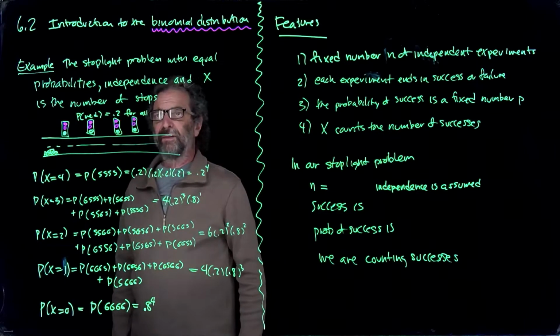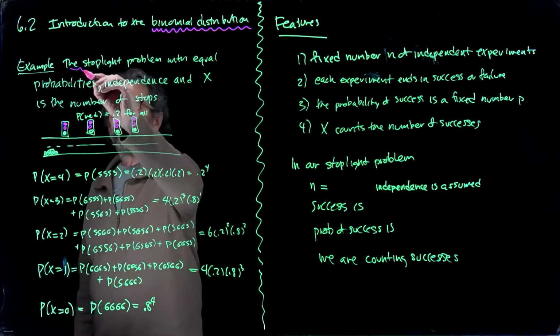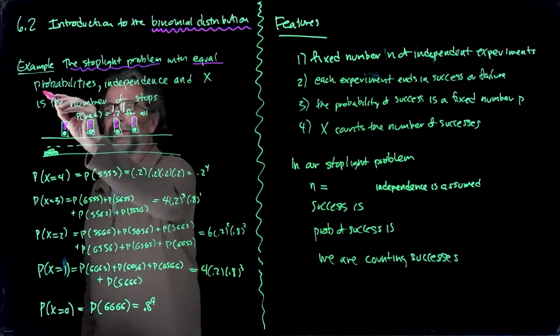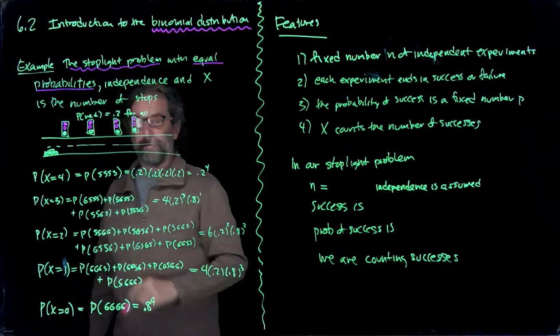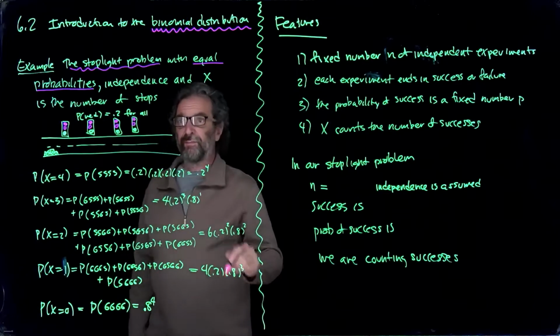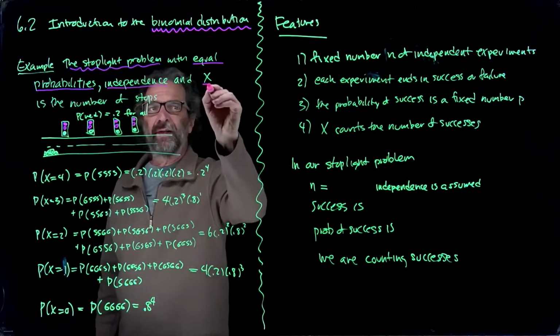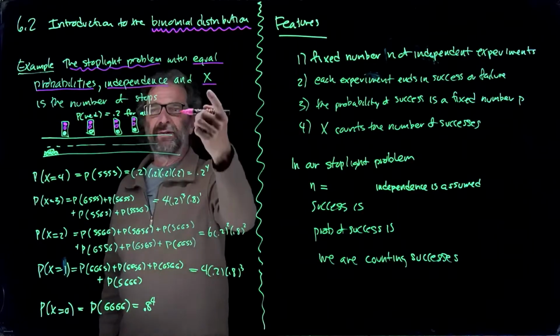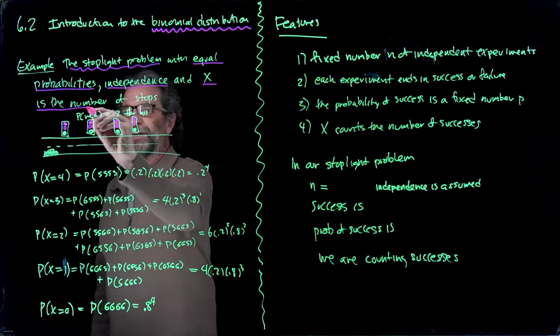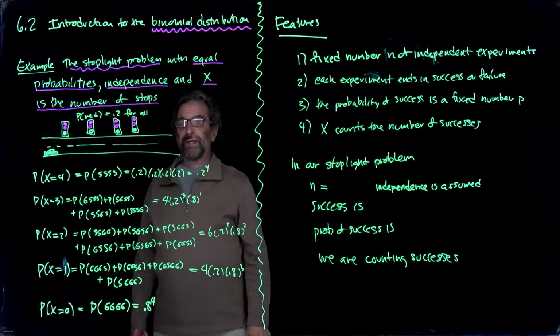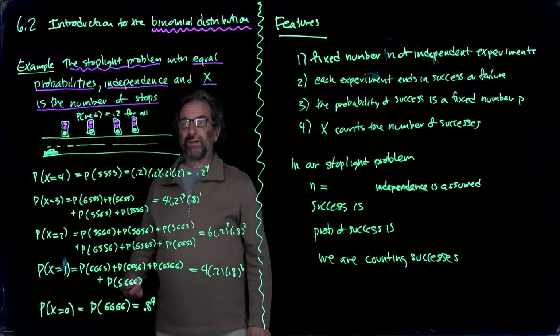We take the stoplight problem, which we've done before, but we modify it so there's equal probabilities for each light. And we assume independence. And of course we're counting x. Now we can talk about discrete random variables, I guess. X is the number of stops. So we need independence, equal probabilities, and x is the number of stops.